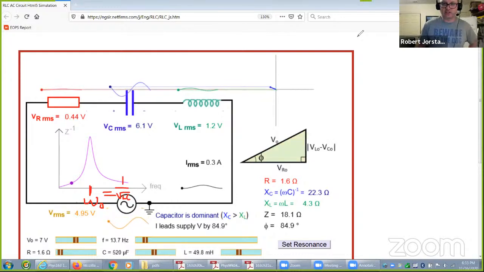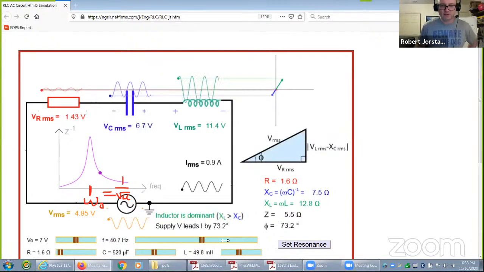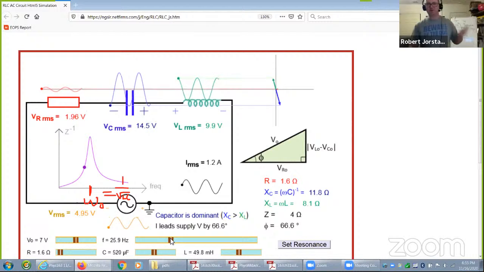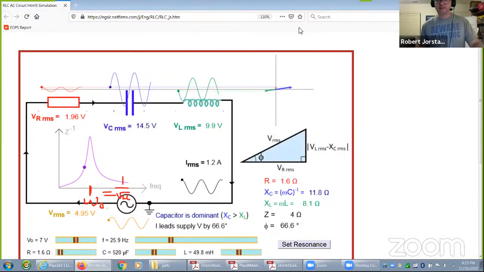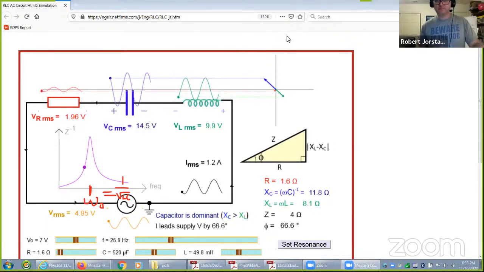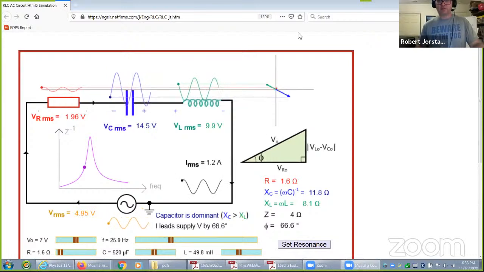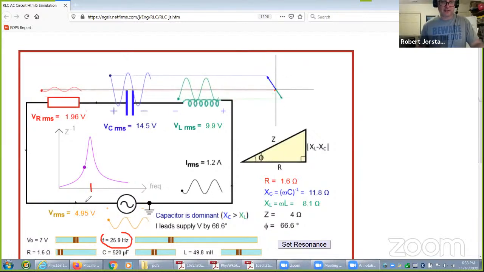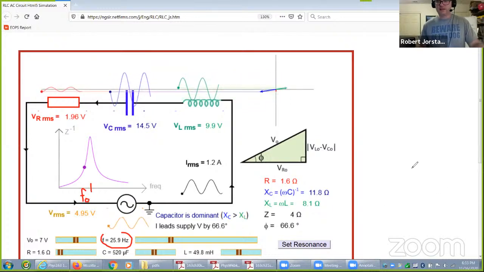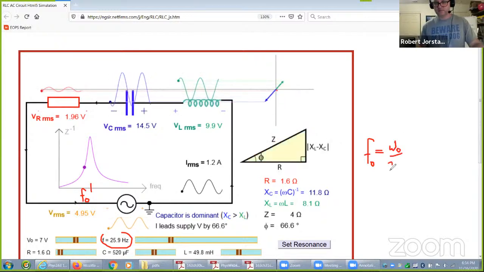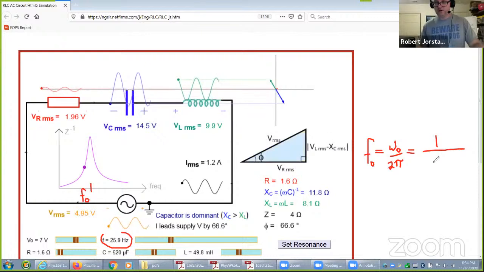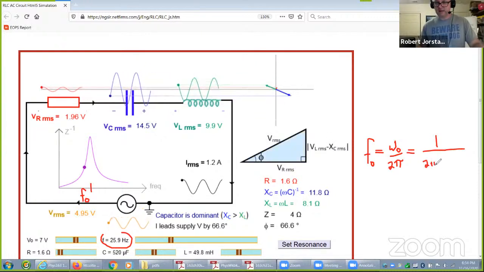Now, the frequency that I actually turn this dial to is F. So I could choose a frequency that's above omega naught or below omega naught. Right now I'm using omega and F interchangeably. Let me be more clear here. This is going in linear frequency in hertz, so this should actually be F naught right there. And to be clear, F naught is omega naught divided by 2 pi, which is equal to 1 over 2 pi root LC.